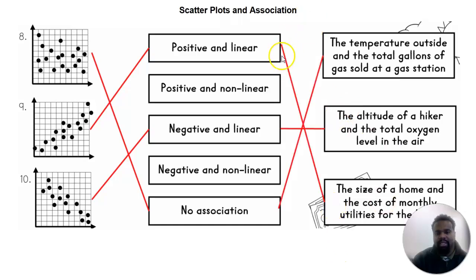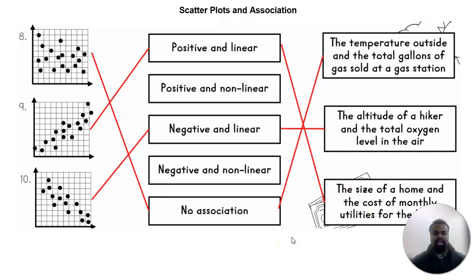So the temperature represents no association because temperature has no effect on the gallons sold. The altitude and the total oxygen in the air, negative and linear. And then the size of a home and the cost of monthly utilities, that's going to be positive and linear.